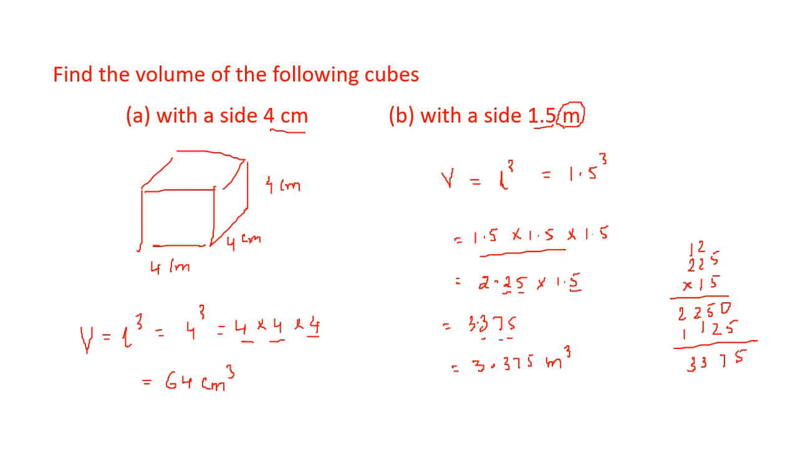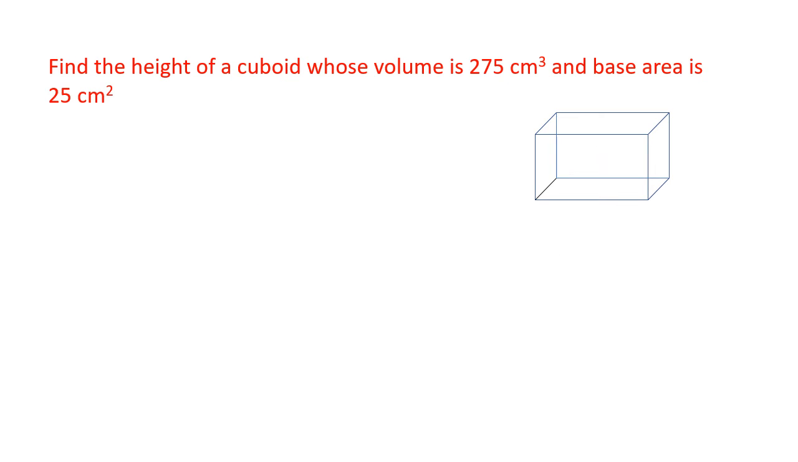Volume is the space occupied by a three-dimensional object. To find the volume of a cuboid, we multiply length into breadth into height, or area of the base into the height, and volume of a cube is L cube or L into L into L. Now we'll try a few different types of sums.